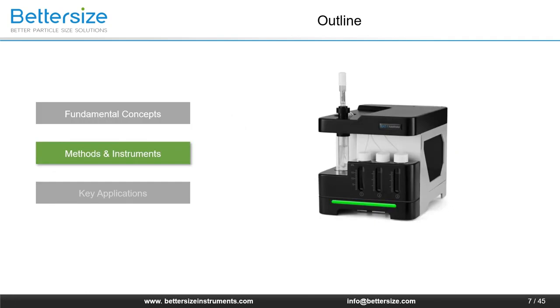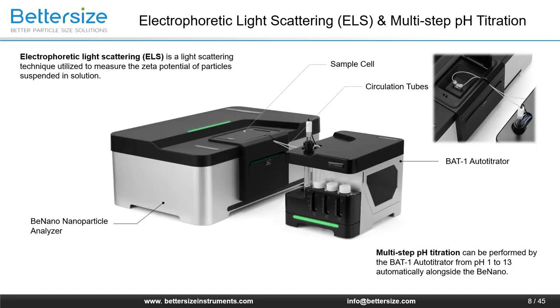So, what method and instrument can help us obtain this useful parameter? The answer is the electrophoretic light scattering technique plus multi-step pH titration. ELS is a light scattering technique that measures the zeta potential of particles suspended in solution. The Binano nanoparticle analyzer is the instrument that uses this technique. The BAT1 autotitrator is an accessory for the Binano that is used to perform multi-step titration. It can automatically titrate the sample from any pH to the target pH by a set step size.